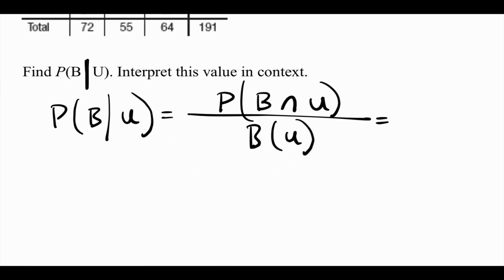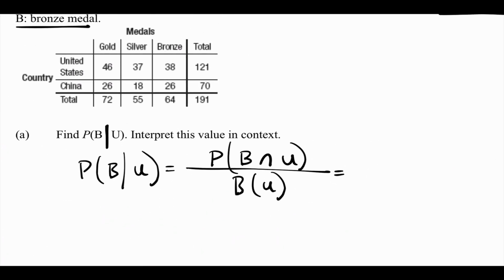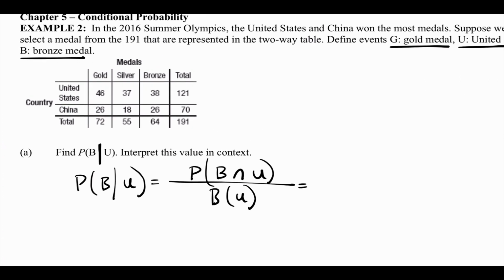Okay, so here we go. Top is probability of B and U. So what's the probability of a B and a U, a bronze and the United States? Where is that on the table?